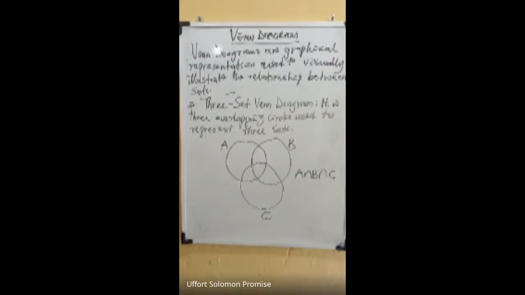All right, three set Venn diagram. What I said, it is three overlapping circles used to represent three sets. Yes. All right, so we have 1, 2, 3 circles, and they are representing three sets, set A, set B, and set C.